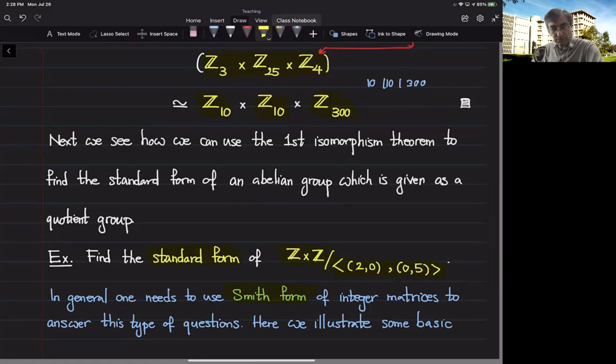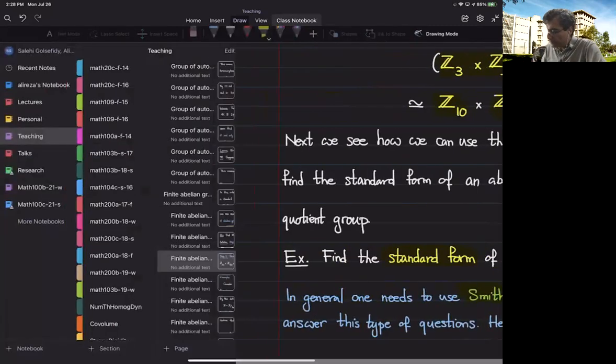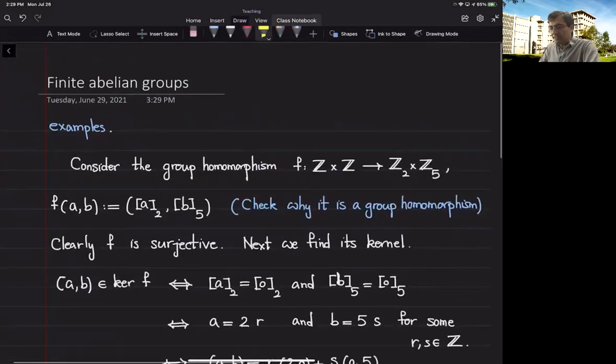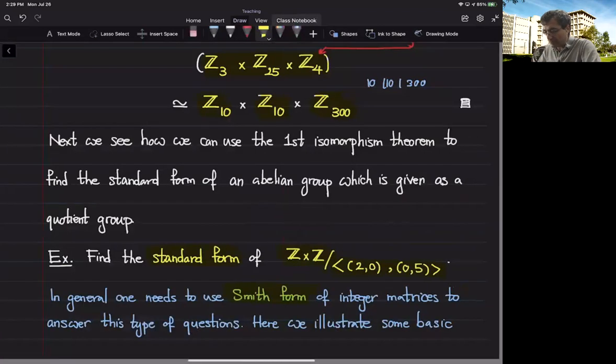Okay, so let's do this example. Let's consider the following group homomorphism. We look at the homomorphism first. It might seem a bit magical, why did we consider it, and so on. But as we go through the argument, hopefully by the end of the solution, you get an idea why this particular group homomorphism is suitable for this particular example.